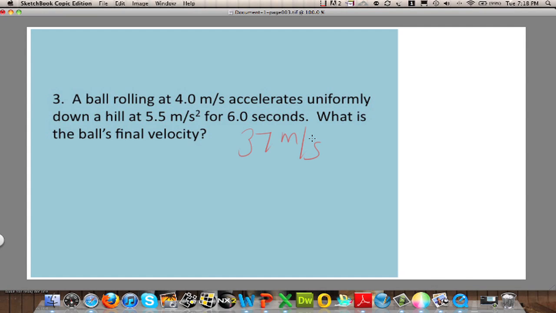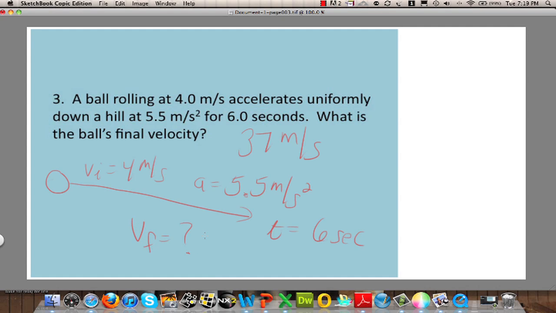Okay, we have a ball rolling at 4 meters per second down a hill. We do know the initial velocity is 4. It is uniformly accelerating, so we also know the acceleration rate. It's given here. If you weren't sure that is acceleration, the units can tell the story. The unit here is an acceleration unit. We know the time is 6 seconds, and we are looking for the ball's final velocity.